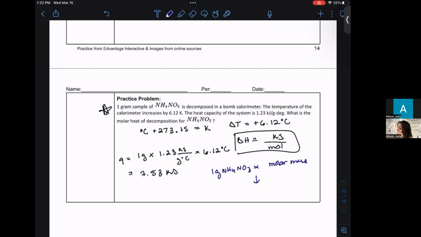Does anyone know ammonium nitrate's molar mass? 80.0434. So what is 1 divided by 80.0434?